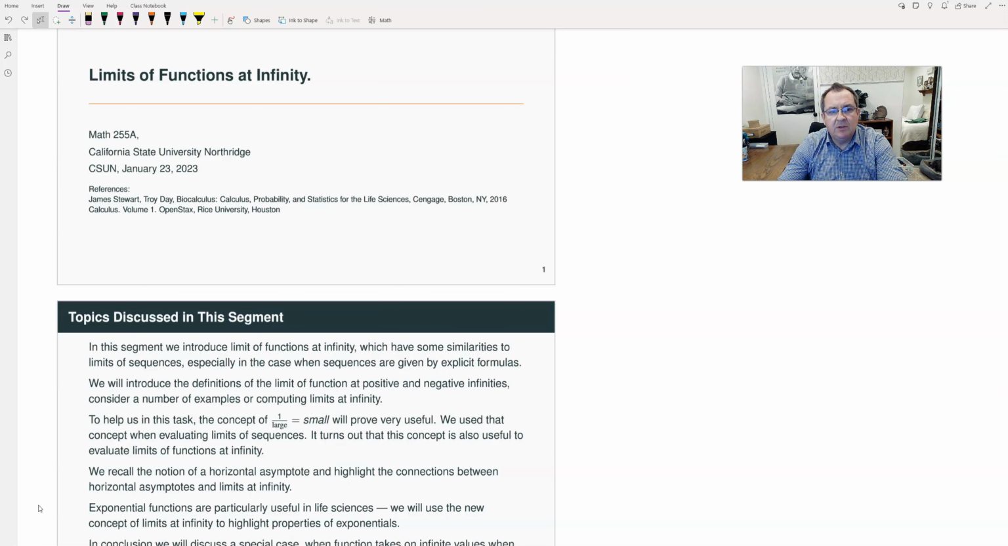In this section, we will consider limits of functions at infinity. We will find that limits of functions at infinity have similarities to limits of sequences, especially in the case when sequences are given by explicit formulas. We will look at the definitions of the limits of functions at positive and negative infinities, and we will consider a number of examples to evaluate limits at infinity.